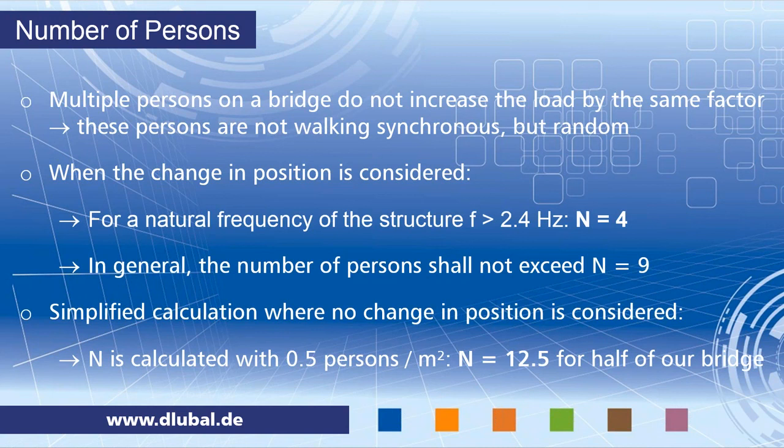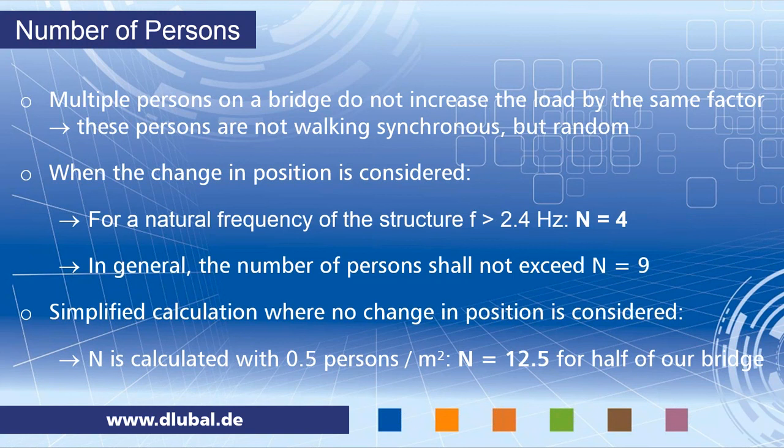For example, the Eurocode suggests 10 to 15 persons, and it also depends on whether you consider the change in position or not. We start today with the detailed implementation. We study the change in position, and I found the recommendation that if the natural frequency of the structure is greater than 2.4 hertz, which is the case for us, you have to consider 4 persons walking along the bridge. In general, the number of persons shall not exceed 9.